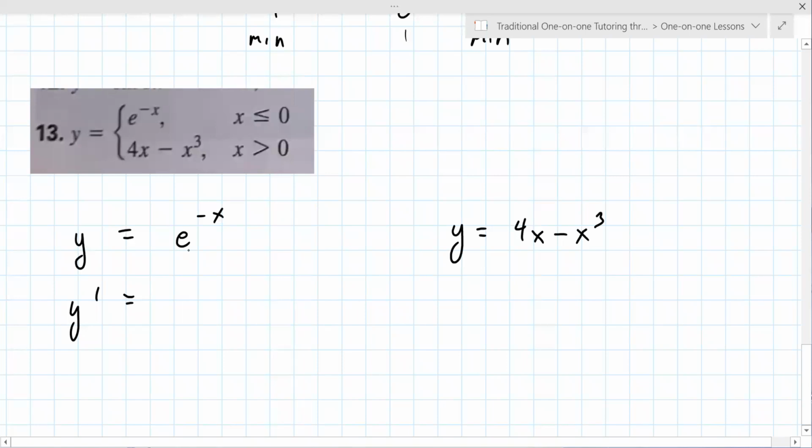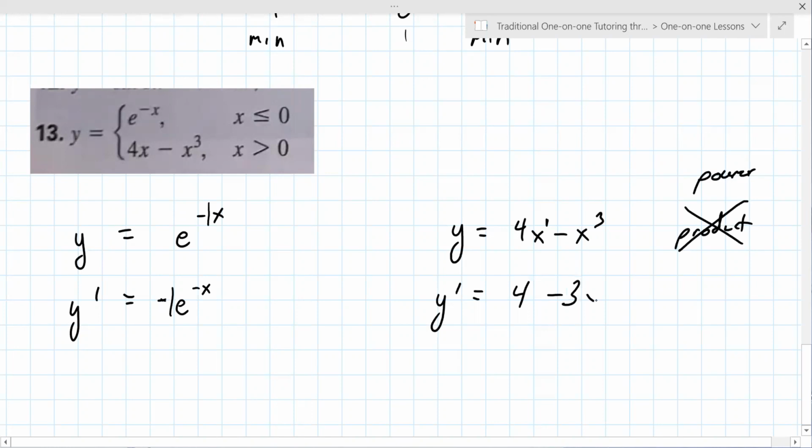It's e, so it stays the same. Okay, and then here you've got chain rule. So what's the derivative of the inside function? Derivative of negative x? Isn't it just -1? Yeah, -1. Okay, good. Now over here, this is power rule. 4x. The x goes away because it's only one here. This is not product. Power rule. They sound the same when you're thinking about these. 4 minus 3x squared. Great.